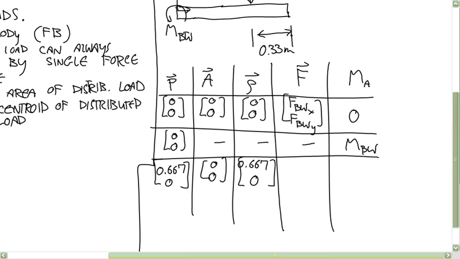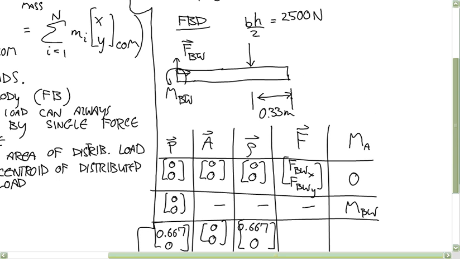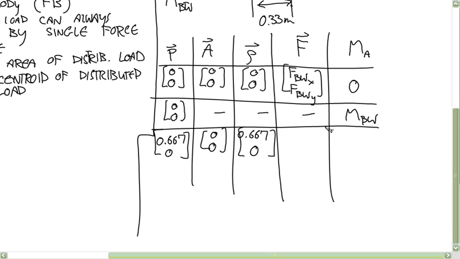What's the force vector? Negative 2,500 because it's down. And it's always going to be down. Negative 2,500. And then two-thirds of 2,500, you get negative 1,666.7.